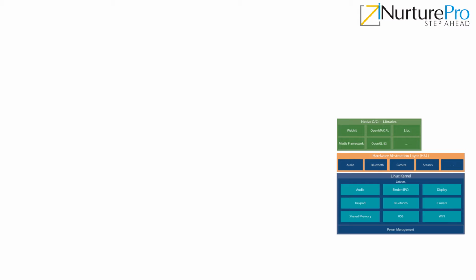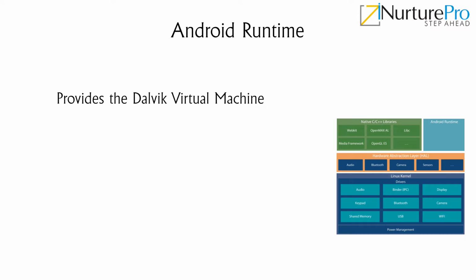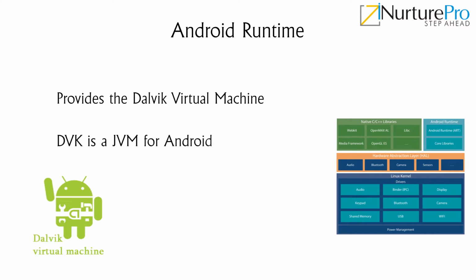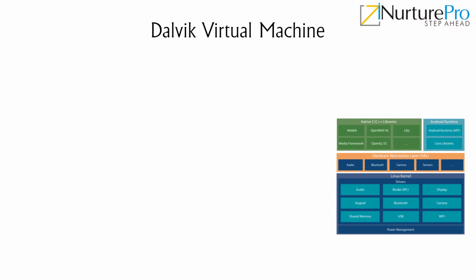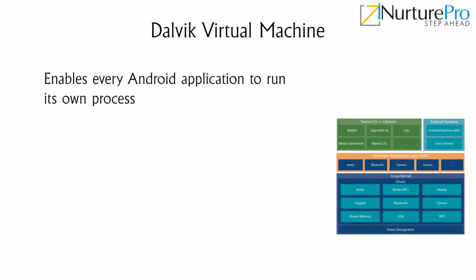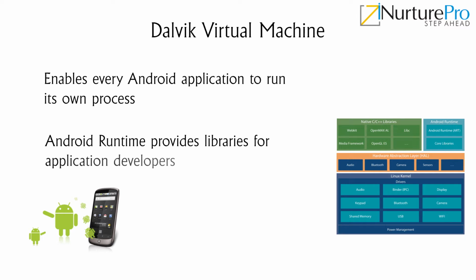Along with the libraries is another section of the architecture, which is the Android runtime. This section provides the key component called Dalvik Virtual Machine, that is a Java virtual machine designed and optimized for Android specially. Dalvik VM uses the Linux core features like the memory management and multi-threading that are typical to Java language. It enables every Android application to run its own process with its own instance of Dalvik VM.